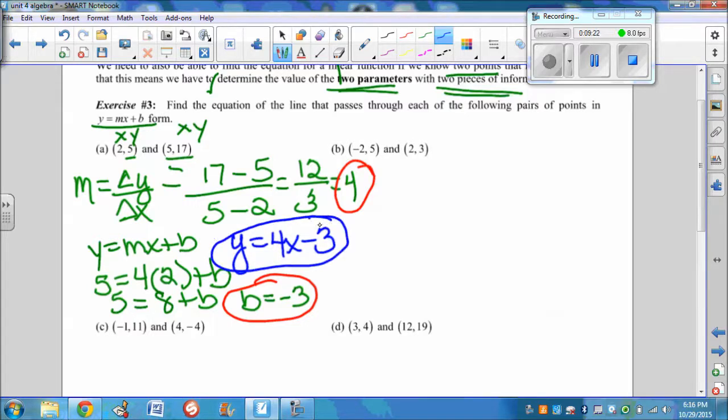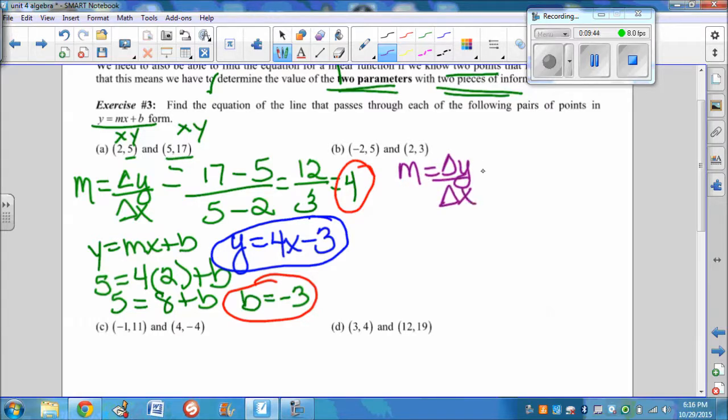Okay, now let's do it again. Same idea. We've got two new points, (-2, 5) and (2, 3). Again, I could graph those two points, connect the dots, do the rise over the run to find the slope, and then eventually find the y-intercept. But I want to focus on doing this algebraically right now.